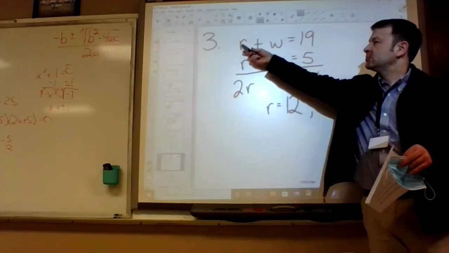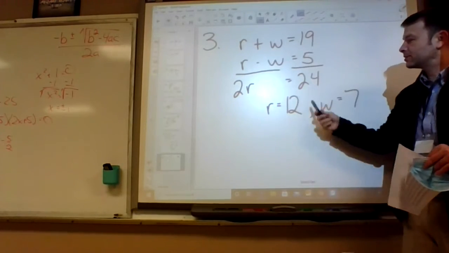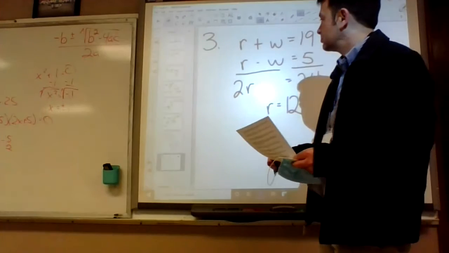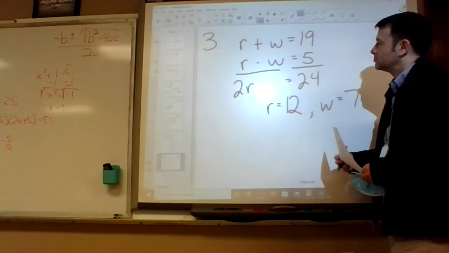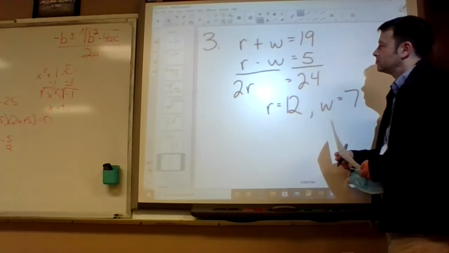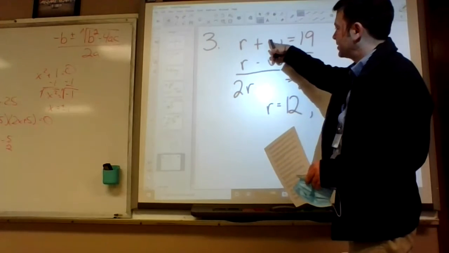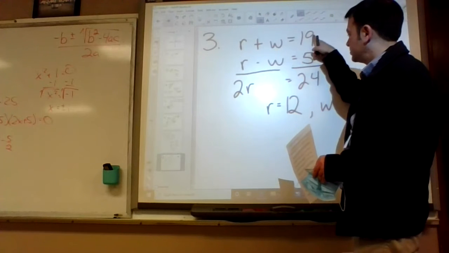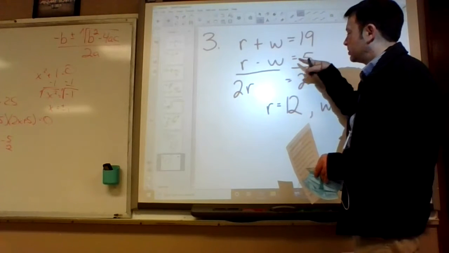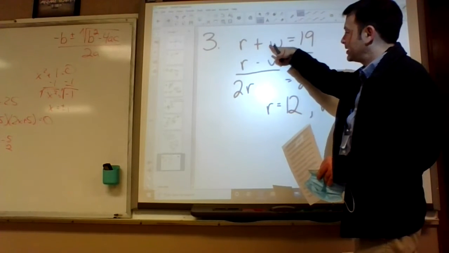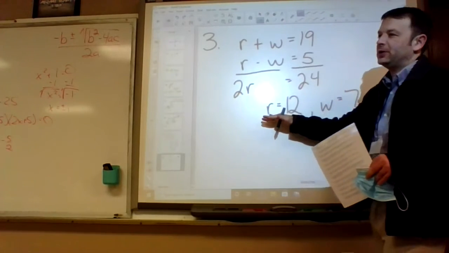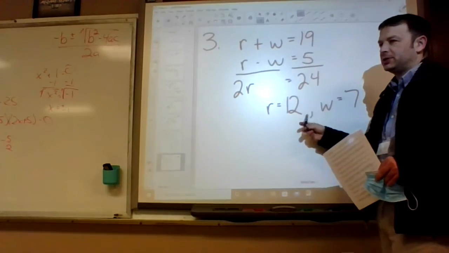And I looked at the chapter. 2R is 24. I subtracted 19 minus 5, but I still got 7 and 12. But they're just switched. Well, if you subtract this, you get negative 2W equals. Okay, if you did that, Marianne, your answers would be backwards. R is 7.